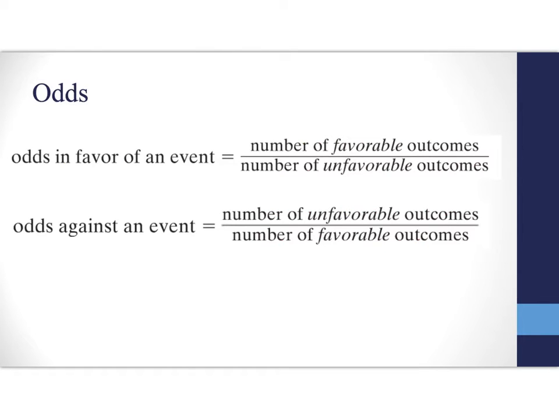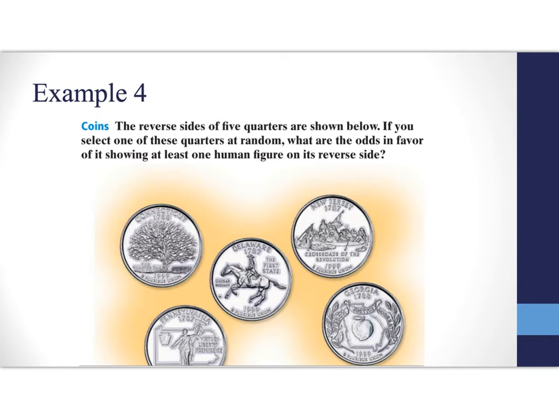So I'll go ahead and do an example so that you can see how this works. For example 4, it says, the reverse sides of 5 quarters are shown below. If you select one of these quarters at random, what are the odds in favor of it showing at least one human figure on the reverse side? So we'll look at the odds in favor.